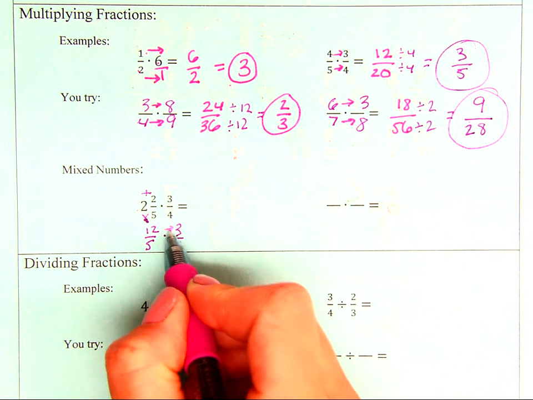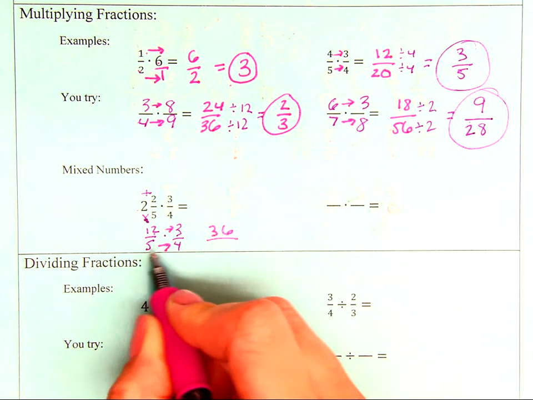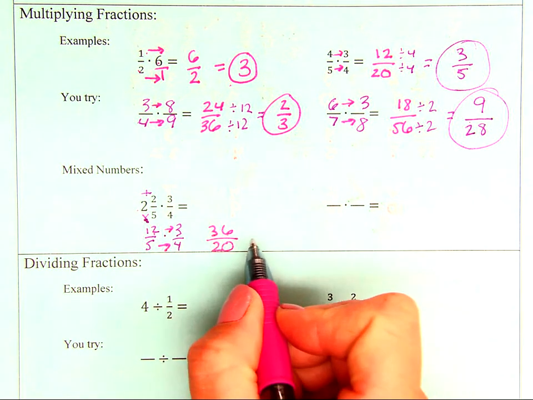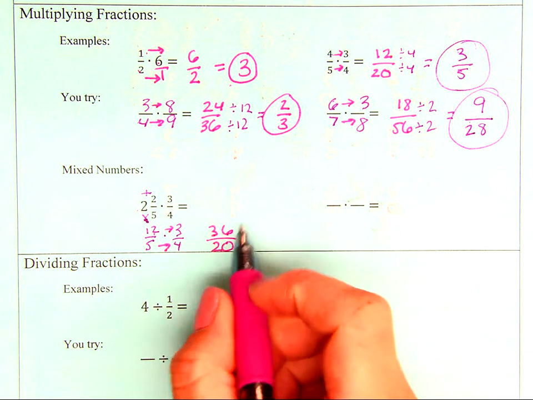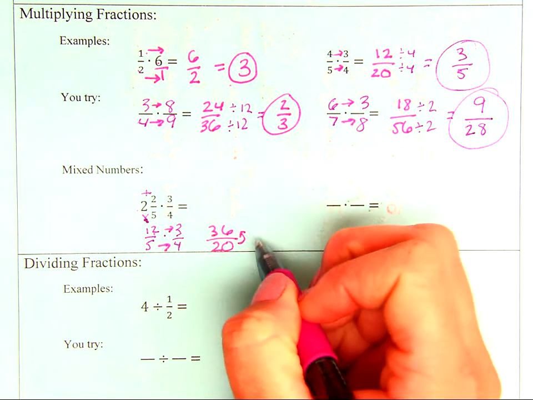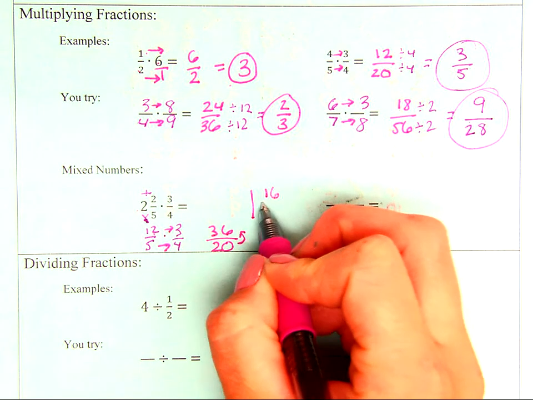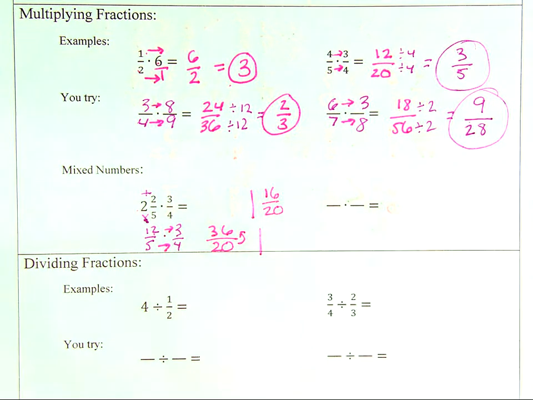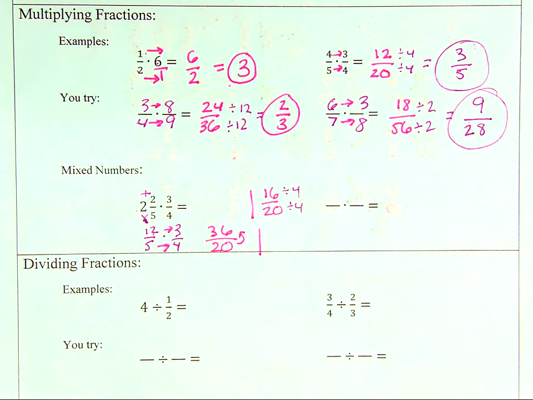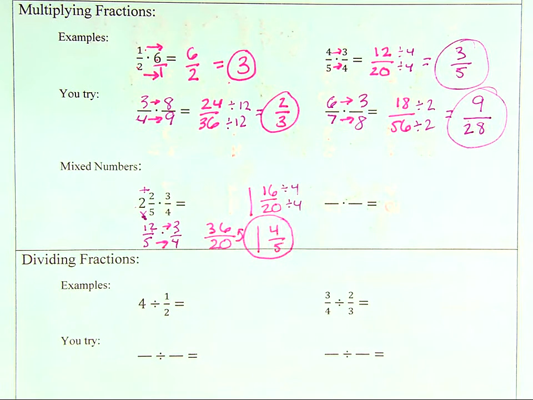So then we're still just going to go straight across. 12 times 3 gives us the 36. 5 times 4 is 20. So I need to reduce and change this back into a mixed number. So I'm going to do the mixed number part first. You don't have to. So 20 goes in there once with 16 left over. Okay, now I'm going to divide both of these by 4 to get 1 4/5 as my most simplified answer.